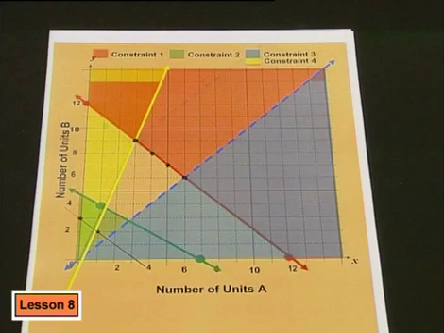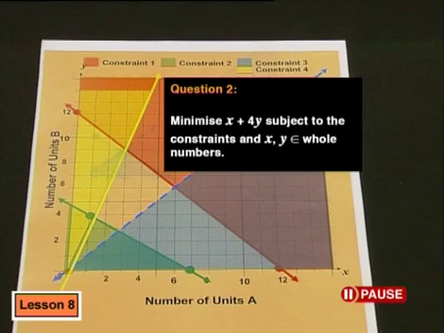Okay, so we've seen that it's possible to have more than one solution to a linear programming problem. We've also seen that the boundaries of a feasible region can be indicated with dotted lines to show that the equality is not included. Now I have another challenge for you. In the same example, I have this question to ask. Minimize x plus 4y subject to the constraints and with the limitation that x and y must again be whole numbers. In other words, no fractions.